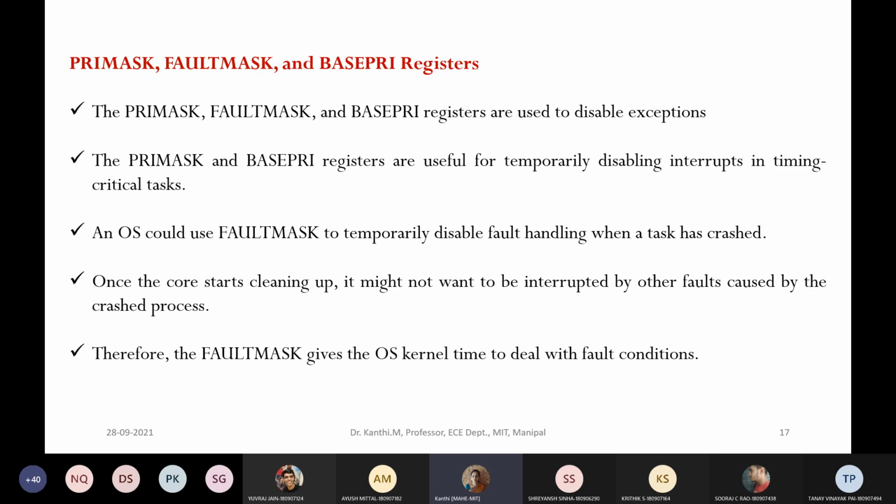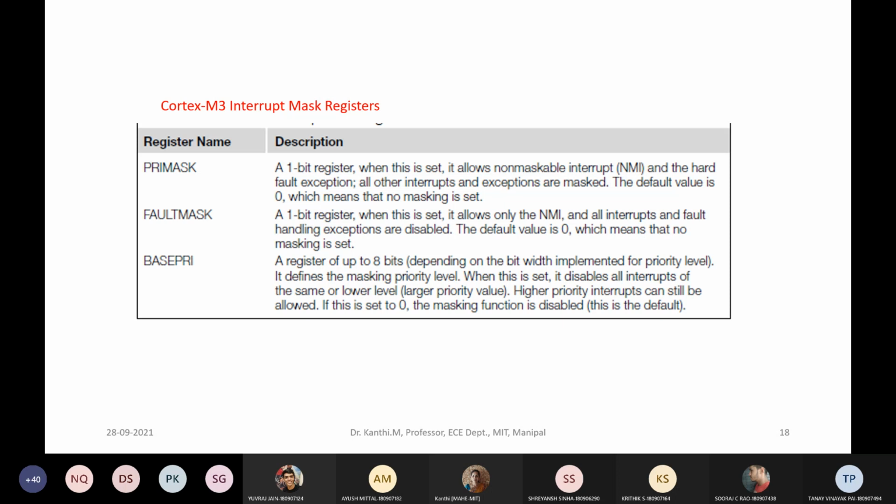Your primary mask and base priority registers are useful for temporarily masking interrupts in your time critical task. Whenever you use some critical interrupt based task, we make use of these. You set up some priority, and you can mask the unwanted or the less critical tasks. You use these registers. These are the descriptions of the different mask registers.